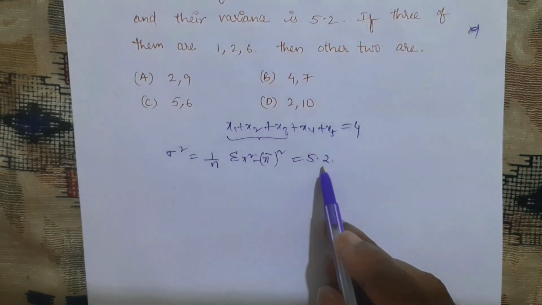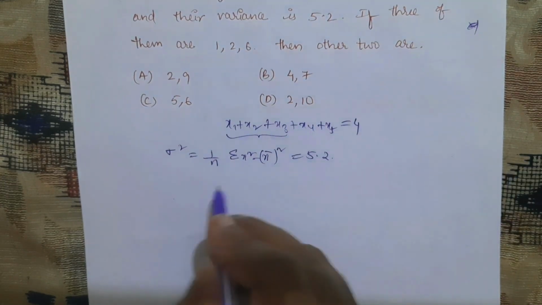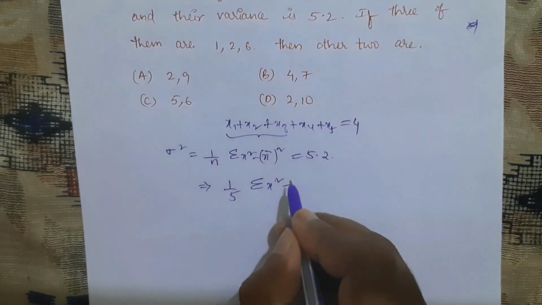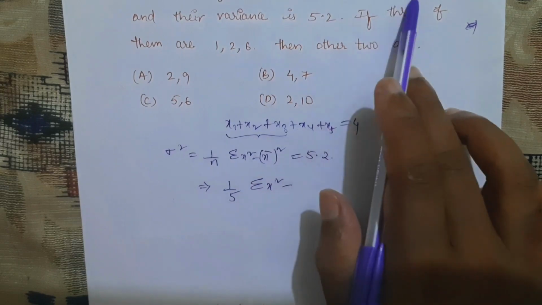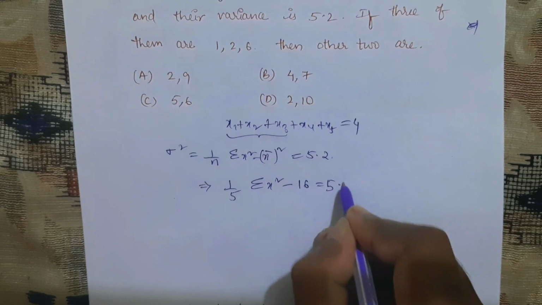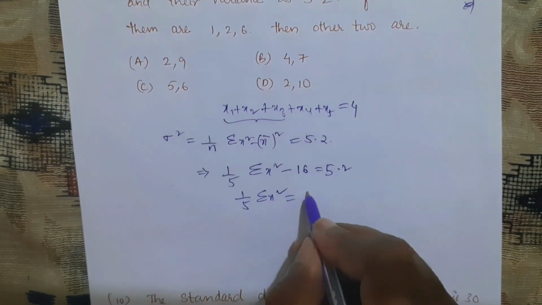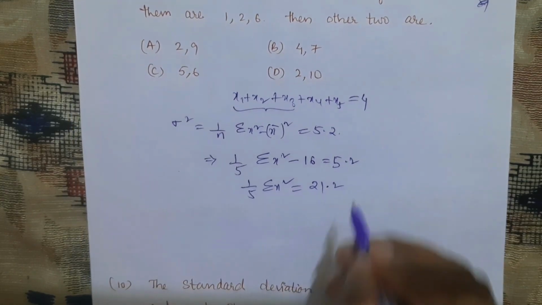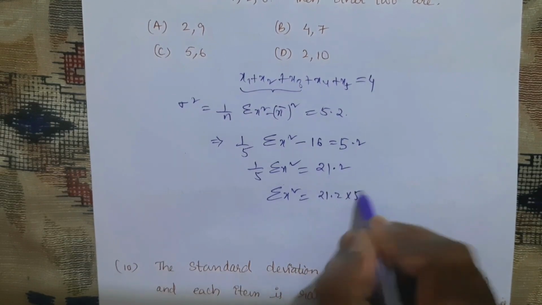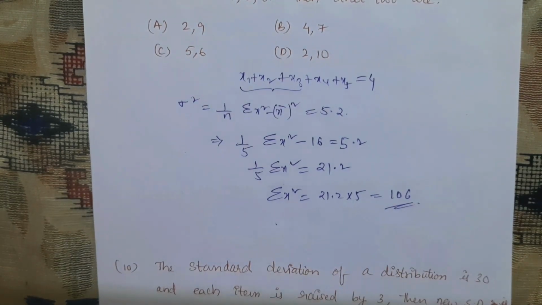See, as they gave, this is the variance. What is the n value? There are 5 observations, so I will substitute here. This is 1 by 5 into sigma x square minus x bar square. What is x bar? The mean, which is given as 4. That means 4 square, which is 16, is equal to 5.2. So 1 by 5 sigma x square is 5.2 plus 16, which is 21.2. Then sigma x square is 21.2 into 5, which is 106.